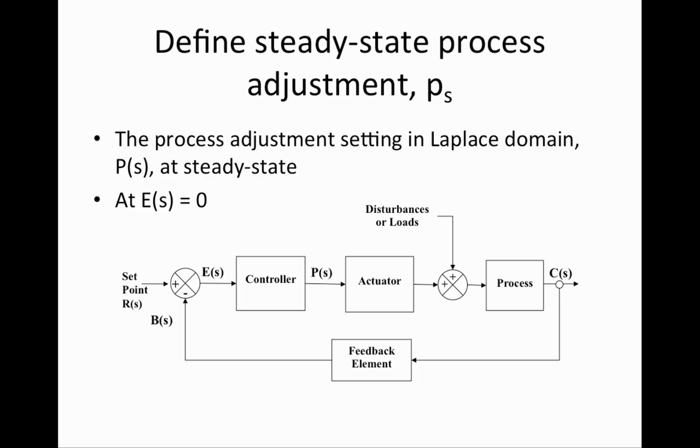Before we jump into the control modes, let's first define the steady-state process adjustment, P_S. P_S is the process adjustment setting in the Laplace domain, P(s), at steady state, when there is no difference between the set point and the measured process output, which gives E(s) to be 0.